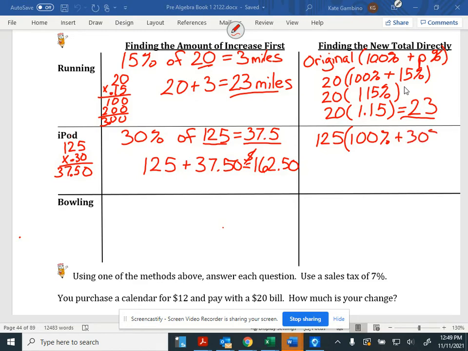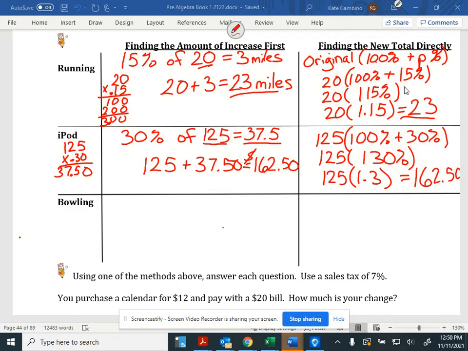30%. Then remember, you do your parentheses first, so we have 130% times that 125. 130% is the same as 1.3 when we convert it to a decimal. 125 times 1.3 is 162.50. So you get the same answer.